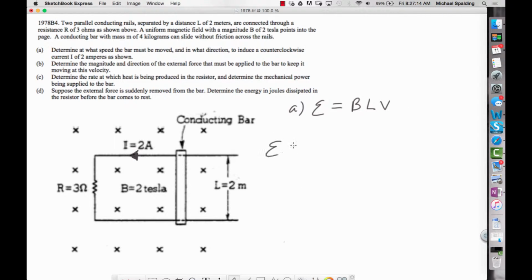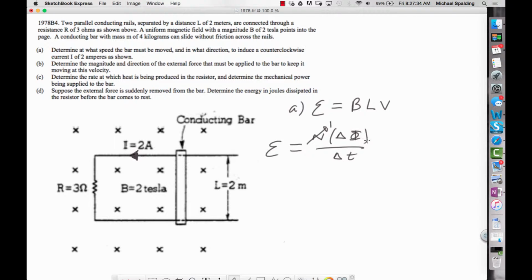Now, where does that equation come from? I want to show you. The master equation for induced voltages is N times change of flux over time. And that's where this equation comes from. I'll show you where it comes from. So N is the number of loops. How many loops do we have?